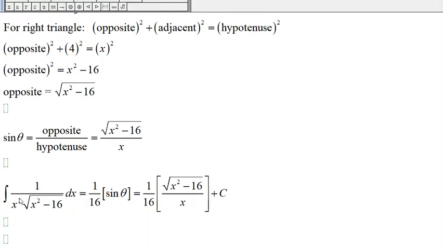And therefore the integral of 1 over x squared times the square root of x squared minus 16 is equal to 1 over 16 times sine of theta, but sine of theta is this. So this is the final answer.